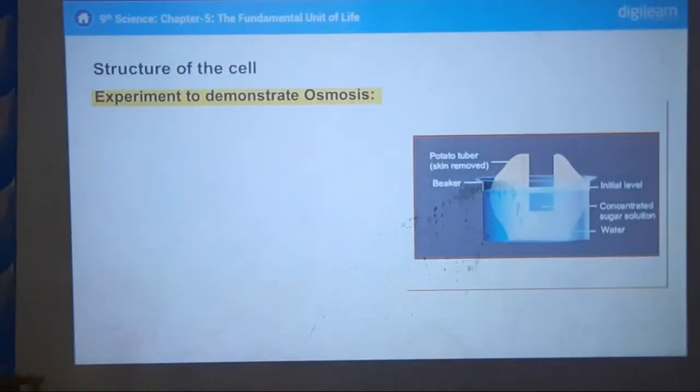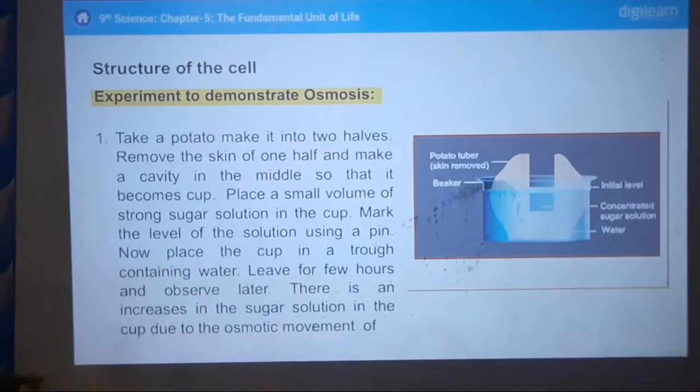Experiment to demonstrate osmosis. Take a potato, make it into two halves. Remove the skin of one half and make a cavity in the middle so that it becomes a cup. Place a small volume of strong sugar solution in the cup. Mark the level of the solution using a pin. Now, place the cup in a trough containing water. Leave for a few hours and observe later.